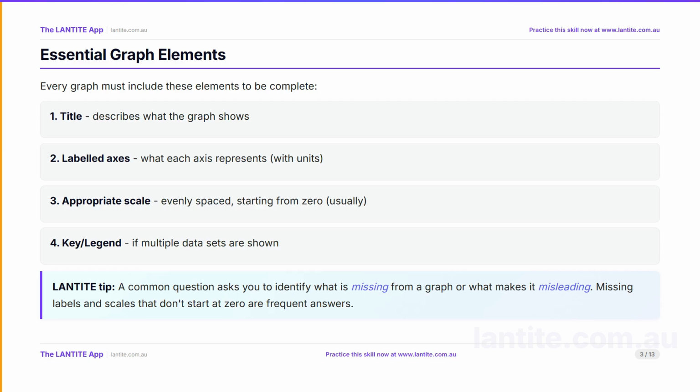On the LANTITE, you'll often be asked what's missing from a graph or why it's misleading. Missing labels and scales that don't start at 0 are the most common answers.